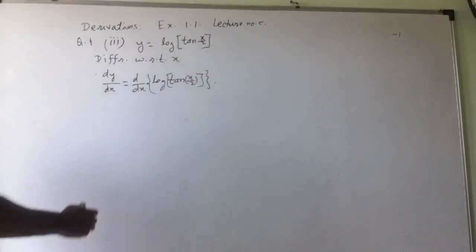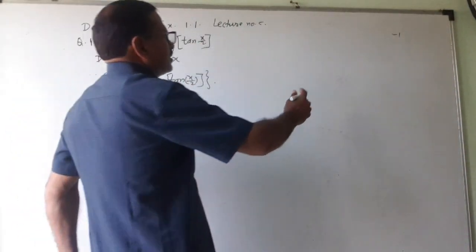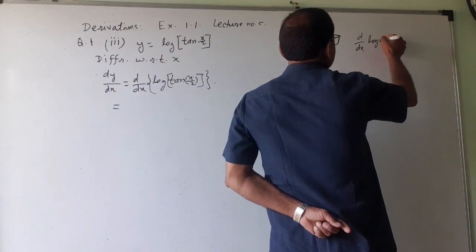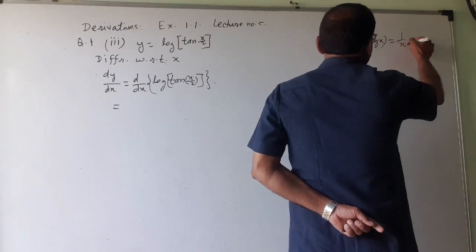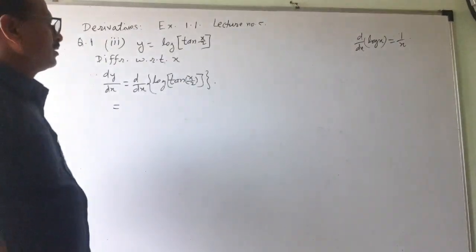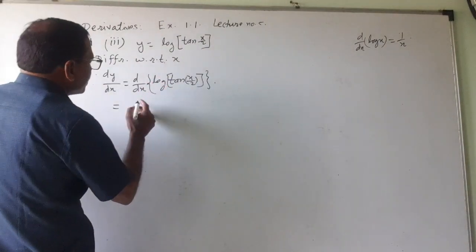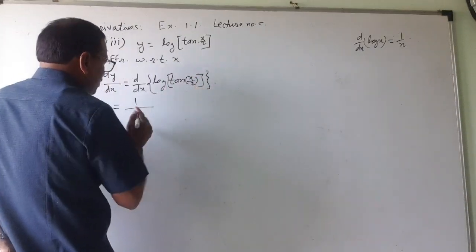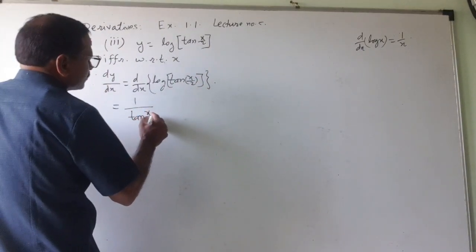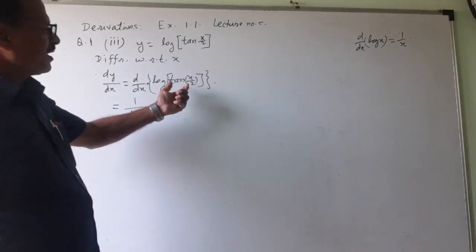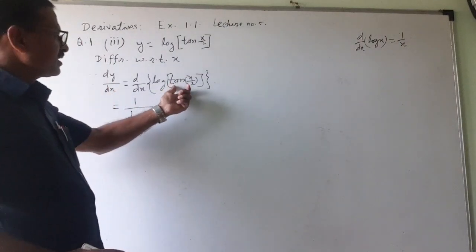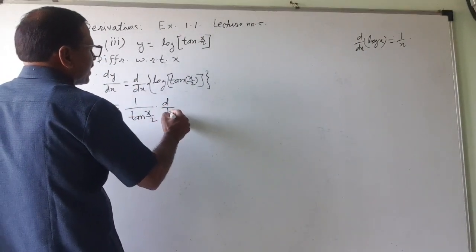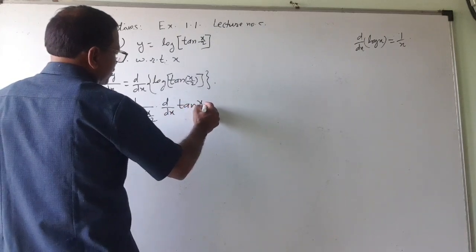Okay. So that is equal to the derivative of log. d by dx of log x is equal to 1 upon x. So the log derivative is 1 upon tan of x by 2. But if it would have been x, then the matter is solved. But it is some other function. So I have to once again multiply by d by dx of tan of x by 2.